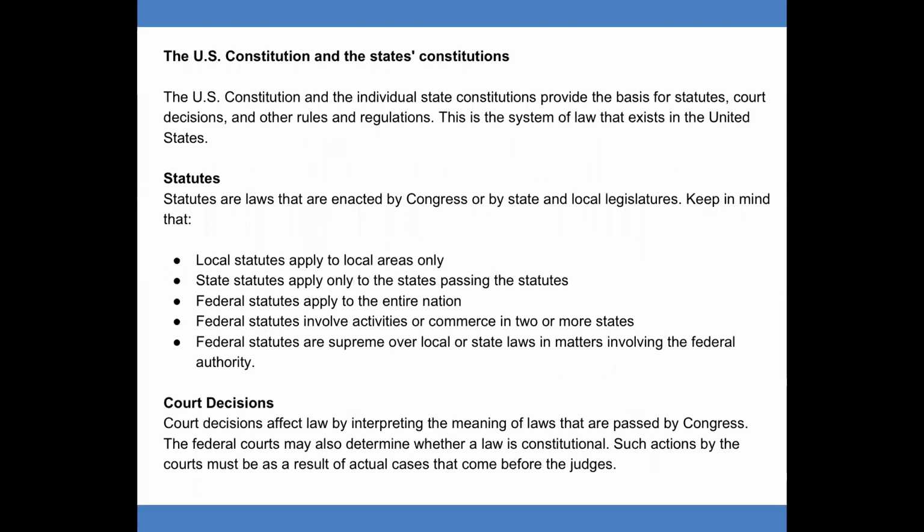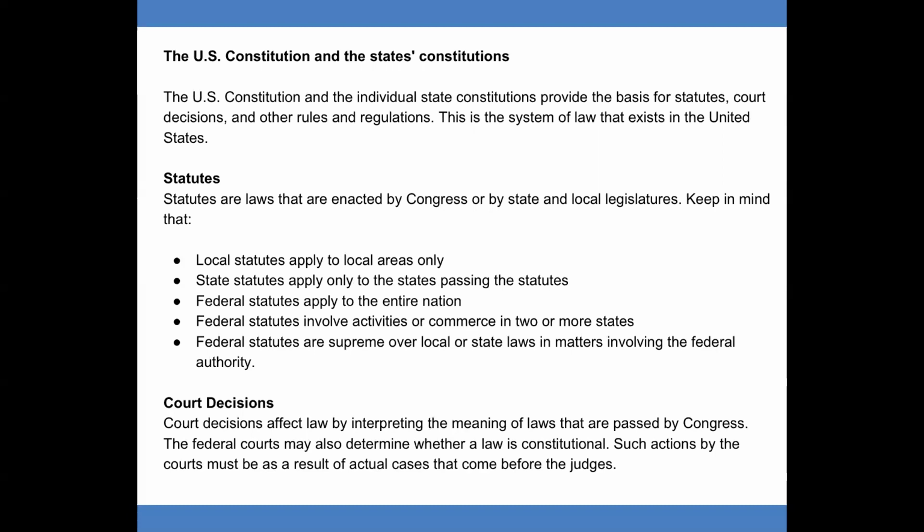Statutes. Statutes are laws that are enacted by Congress or by state and local legislators. Keep in mind that local statutes apply to local areas only. State statutes apply only to the states passing the statutes. Federal statutes apply to the entire nation. Federal statutes involve activities or commerce in 2 or more states. Federal statutes are supreme over local or state laws in matters involving the federal authority.